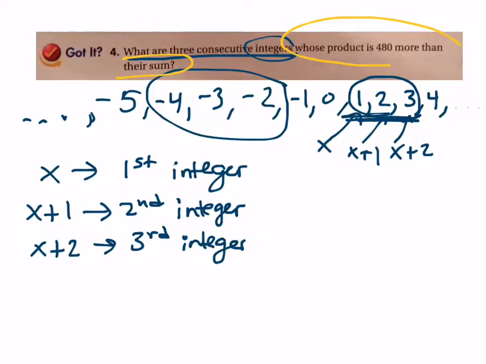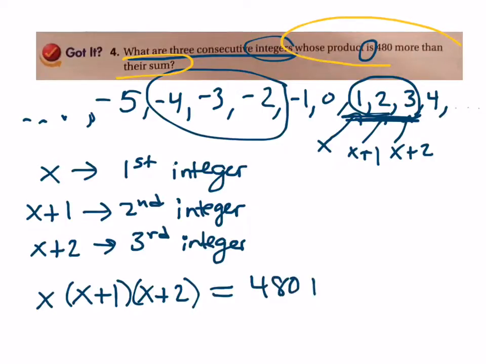Okay, then to write the equation: their product is 480 more than their sum. Product means multiply. So same as the last one, you want to write the product of these all in parentheses. "Is" is the clue that means an equal sign. Then 480 more than their sum. So we've got to add 480 to the sum, and the sum is just adding them all up: x plus 1 plus x plus 2.